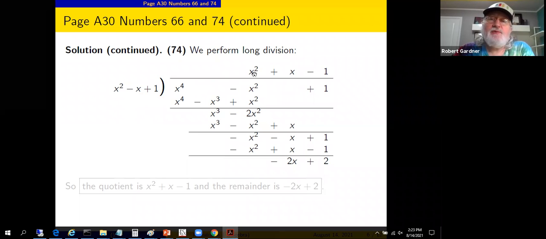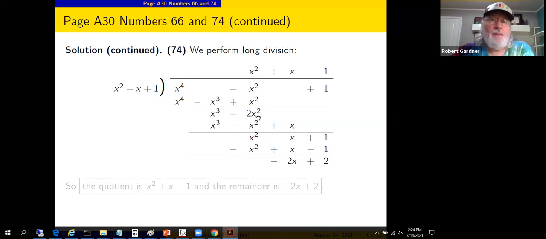Goes in x squared times x squared times x squared is x to the fourth. We'll do the subtraction and we'll lose that. But some other stuff happens as well. Let's see, I'll take that x squared, multiply it by the x squared here to get x to the fourth. Also got to multiply it by the negative x to get a negative x cubed, and the 1 produces the x squared. Subtract, this disappears, this becomes positive, 0 minus a negative x cubed gives us the x cubed. Negative x squared minus x squared gives us negative 2x squared. So there's the first step.